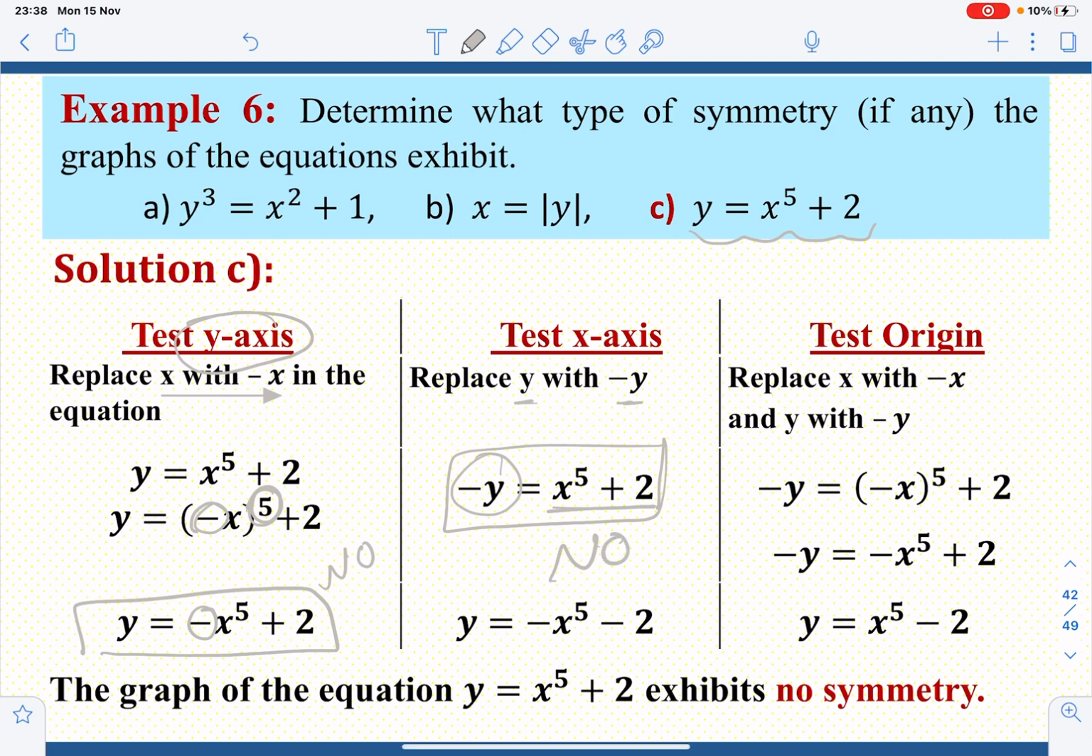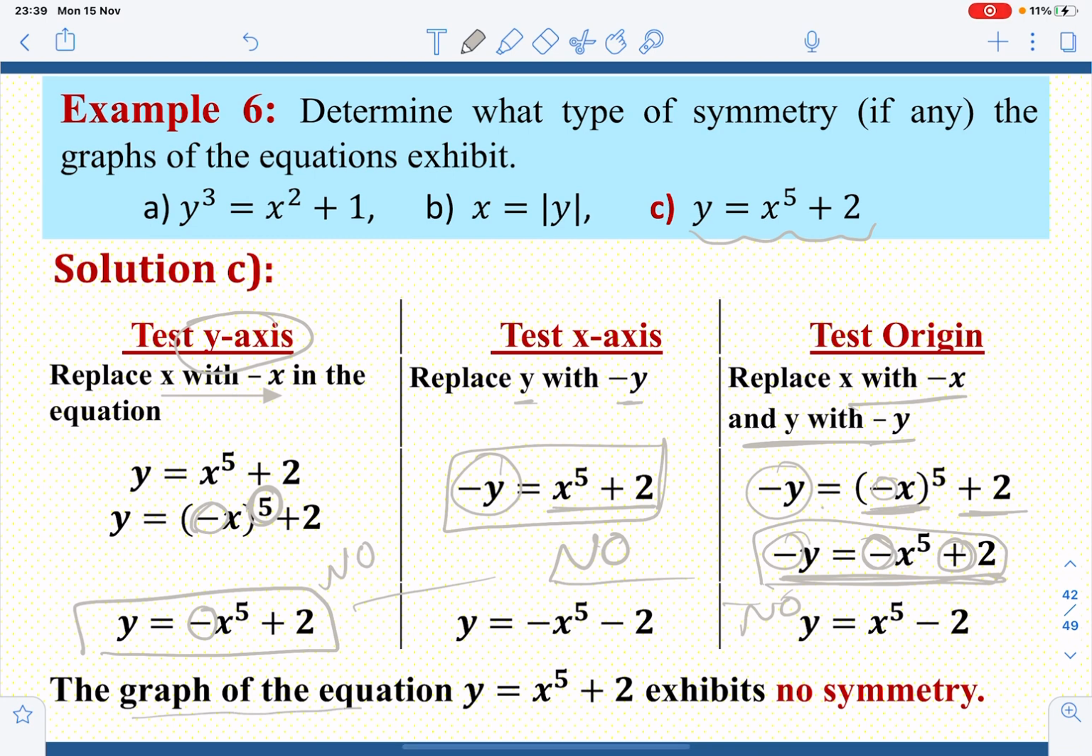Now if I exchange x and y with negative x and negative y, I will be left with negative y equals negative x to the power 5 plus 2, and the negative here will remain. So I have a negative here and a negative here, but I don't have a negative here. So this again is not symmetric with respect to the origin. This is different than the original. So again, no. So none of them is satisfied. That's why this graph has no symmetry.